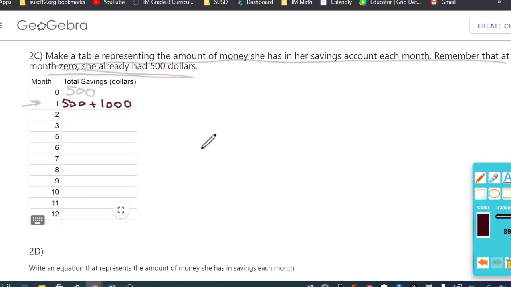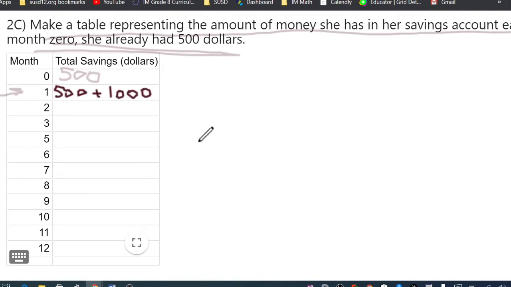Now, how much will she have after the second month? Let me help you with this. She's going to have the $500 that she already had plus $1,000 a month in YouTube earnings multiplied by the number of months that she's been receiving her YouTube money, which is 2 months. Oh my gosh, I see another pattern.